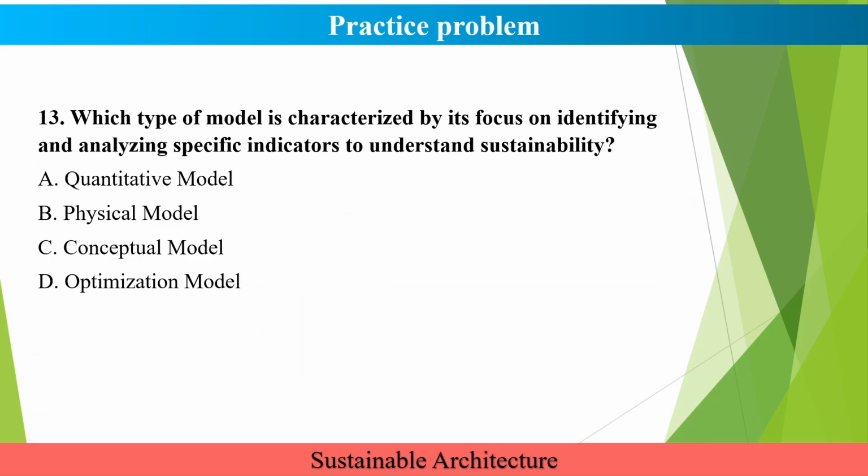So for question number 13, option D is the correct answer since these optimization models are characterized by their reliance on the identification of specific indicators to analyze and understand sustainability, and also they aim to find the best possible solutions from given constraints and indicators.